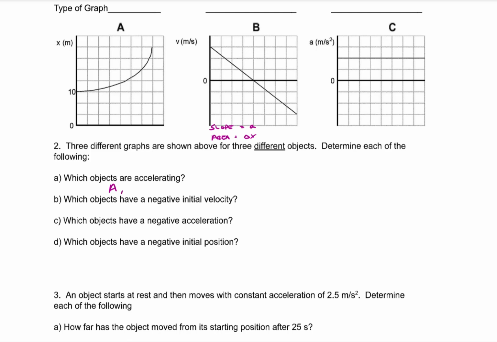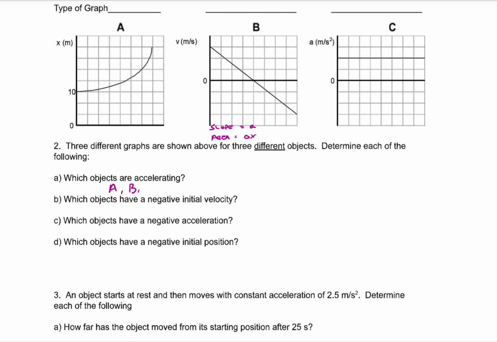If I want to know which objects are accelerating, I look at the position versus time graph, graph A. I want to see a curved line for acceleration, and I definitely see that for graph A. For graph B, I have a negative slope. That means I have a negative acceleration, so that one's accelerating as well. Graph C is just a graph of acceleration versus time. That shows me that I have a constant acceleration of positive 2 meters per second squared. That one's accelerating as well. They're all accelerating.